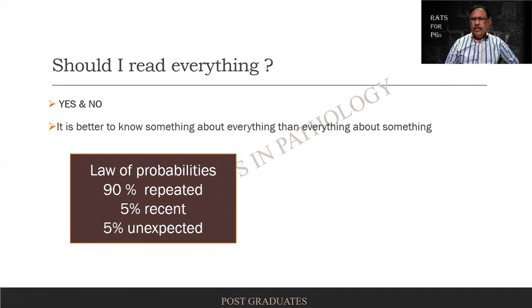On the contrary, if it is going to be like this, 10% is expected and 90% is unexpected, there is a chance that the paper might be reviewed and the exam cancelled.